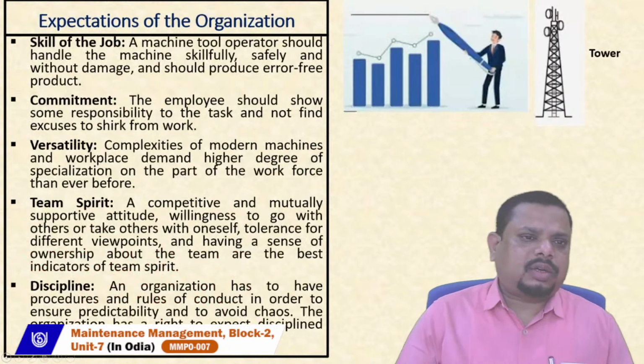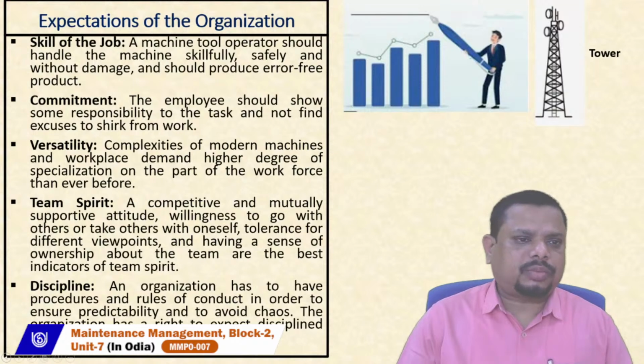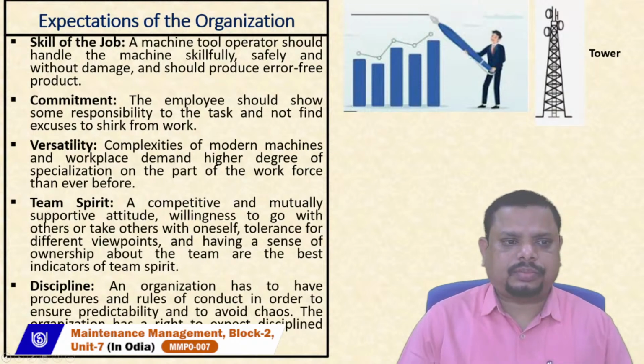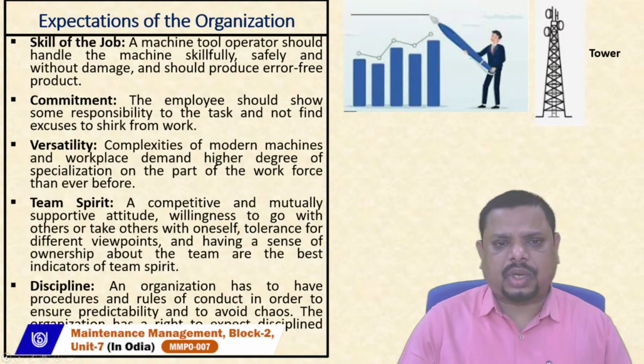From the organization's point of view, they will focus on the skill of the job. The next one is commitment. The third one is versatility. The fourth one is team spirit, and the last one is discipline. We'll discuss one by one. In case of skill of job, for example, a machine operator should handle the machine skillfully, safely, without damage, and should produce error-free product. In this case, the skill of job leads towards achieving quality of product by machine, by providing a higher degree of safety and without damage and without errors.